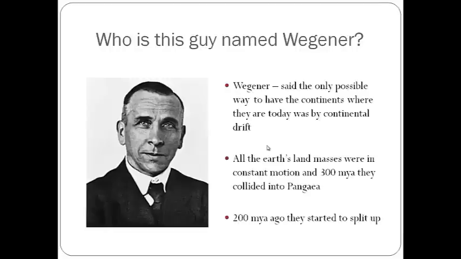Wegener was a very important geophysicist. He said the only possible way that the continents were where they are today is by continental drift. All the Earth's land masses were in constant movement, and 300 million years ago they collided into Pangaea. However, 200 million years ago they started to split up.